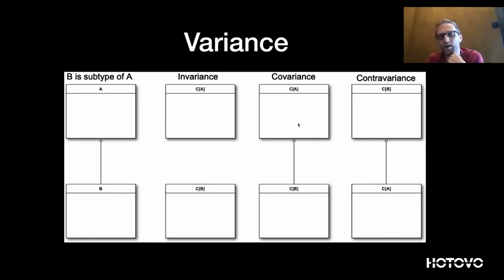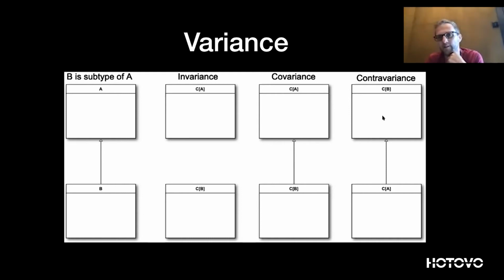Now, why is that important? It's because when we have the basic subtype polymorphism, we can assign a list of B to a list of A, or we can pass to a function which accepts a list of A, a list of B. Now, we'll have some examples about that.